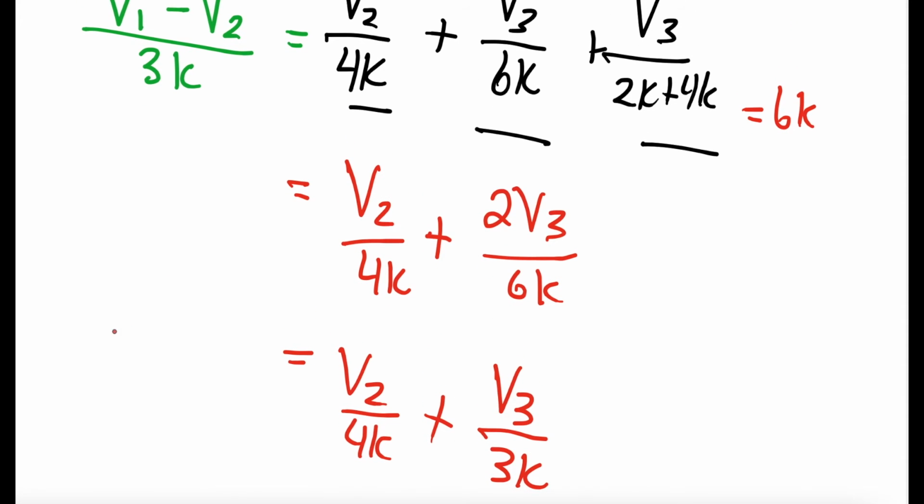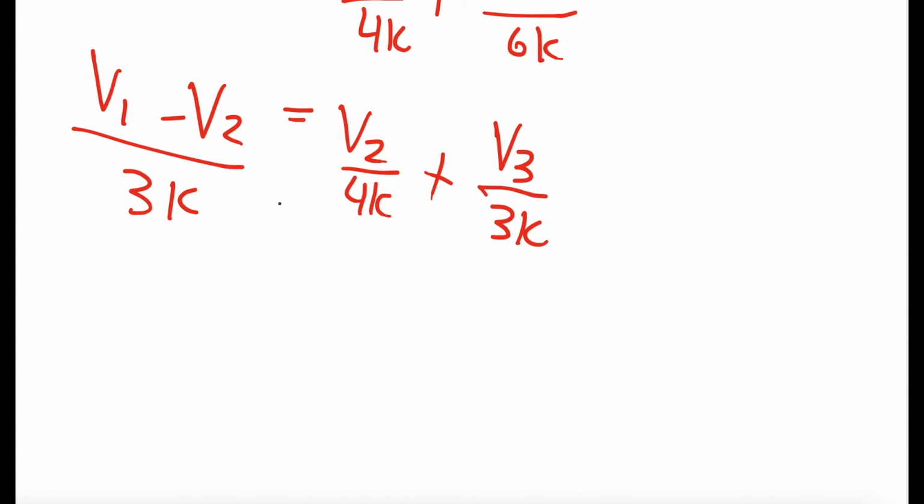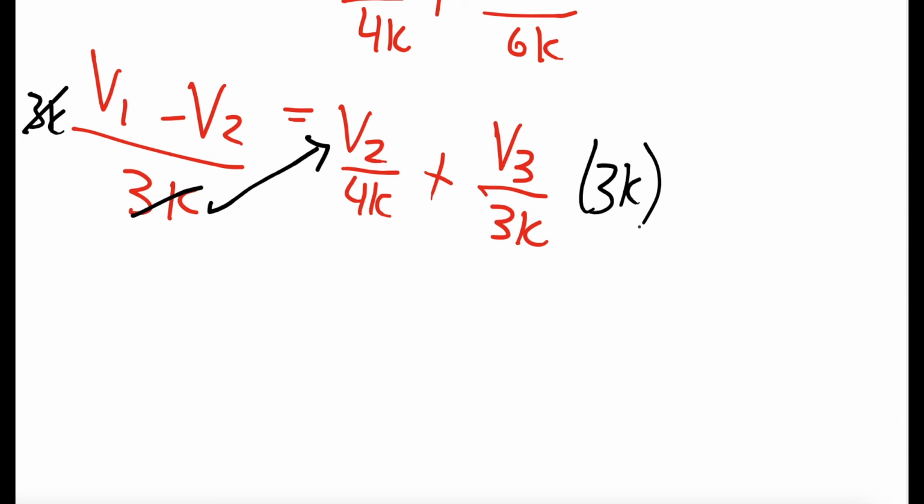Then we bring this down and we get V1 minus V2 over 3K. Now that we have this equation, we're just going to cross multiply like we usually do, right? So we're going to take this 3K that's over here and multiply it here. So we're going to multiply 3K over here, which cancels out, and we're going to multiply this whole thing by 3K, right? And that's what we're going to do.